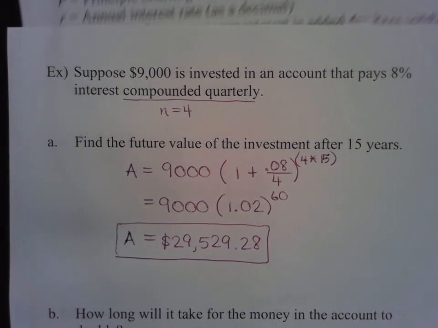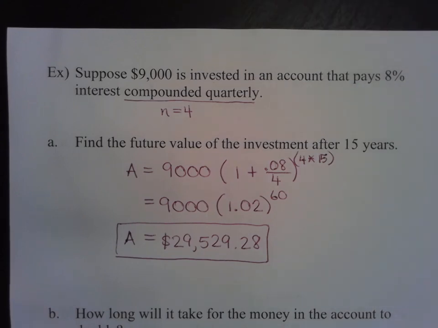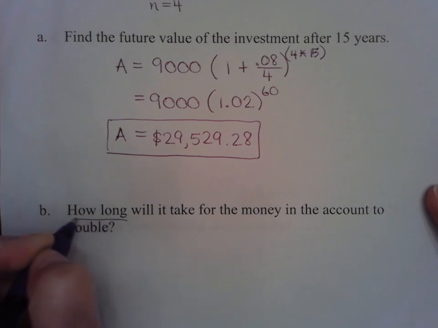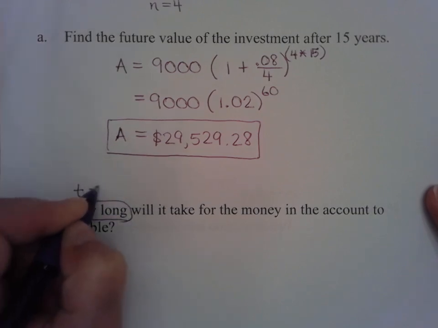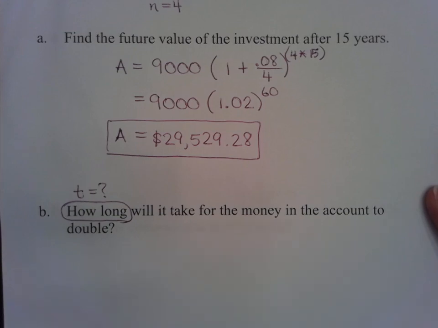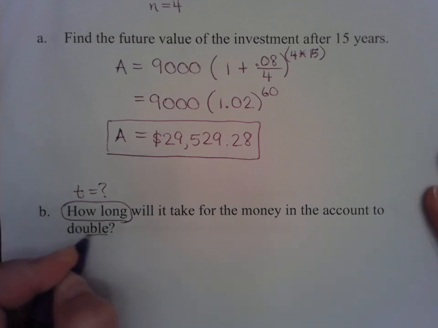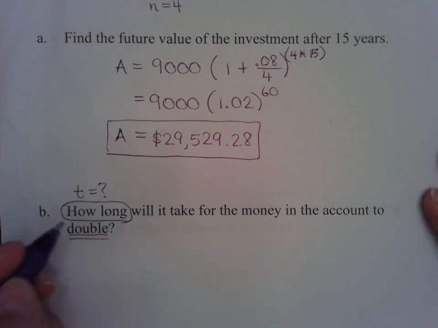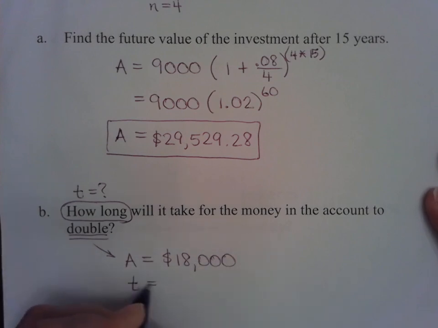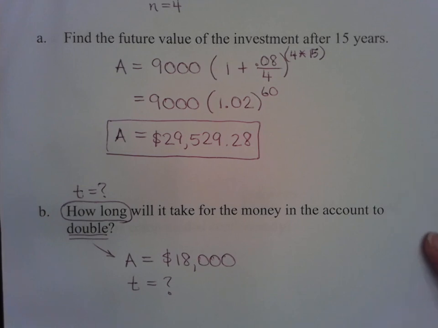Okay, now we're going to add in a question that's really tying together this section with what we've already previously done in Chapter 5. It says, how long will it take for the money in the account to double? Anytime we're asked how long, it means we don't know what the time is we would like to know. For this one, the principal was $9,000, and we wanted to double that. So that means we want the accumulated or the future amount to be $18,000. And we want to know how long it takes to get to that amount.